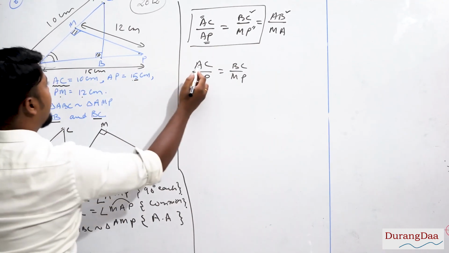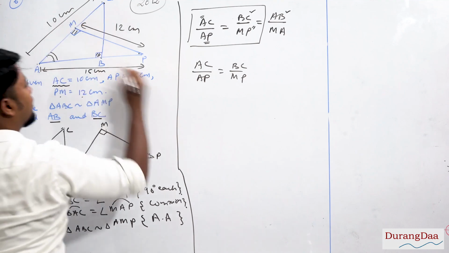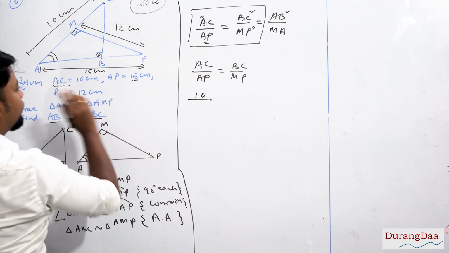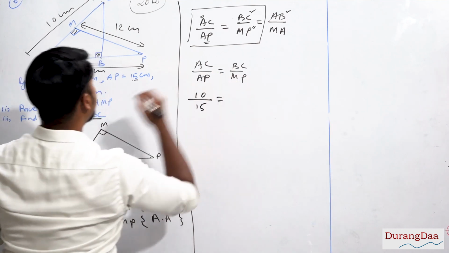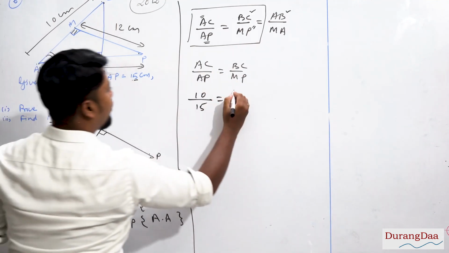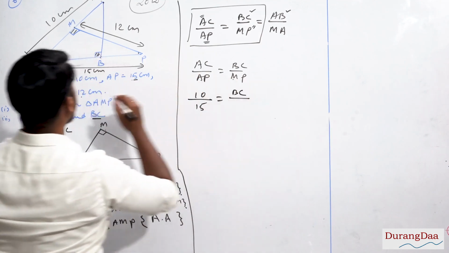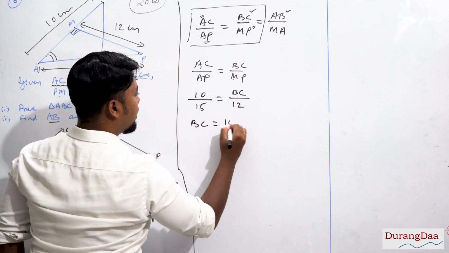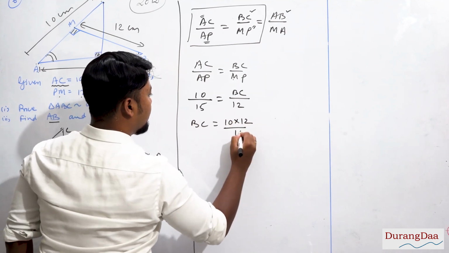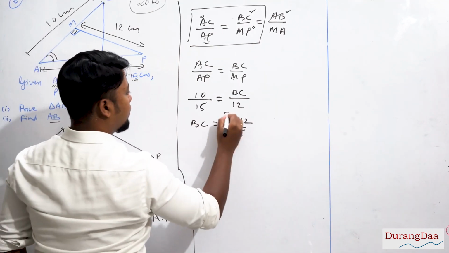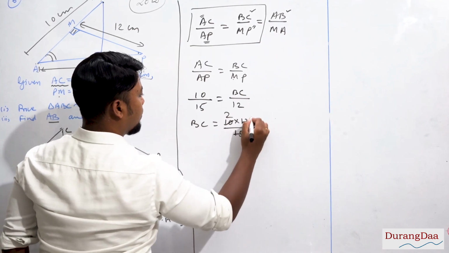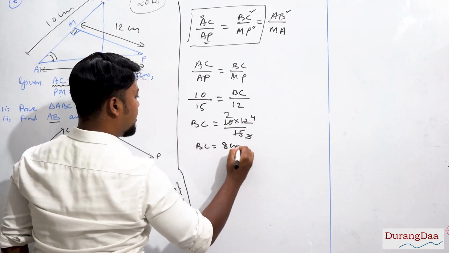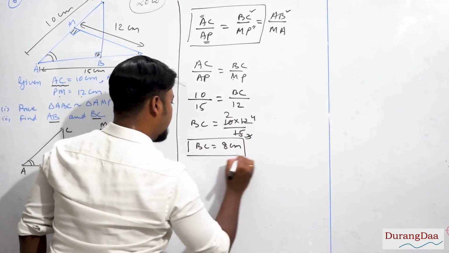So substitute now the value of AC. AC is 10 centimeters, value of AP is 15, value of BC we are not knowing, and MP is 12. That means BC would be 10 into 12 by 15, right? That means the value of BC is 8 centimeters. So we got BC now.